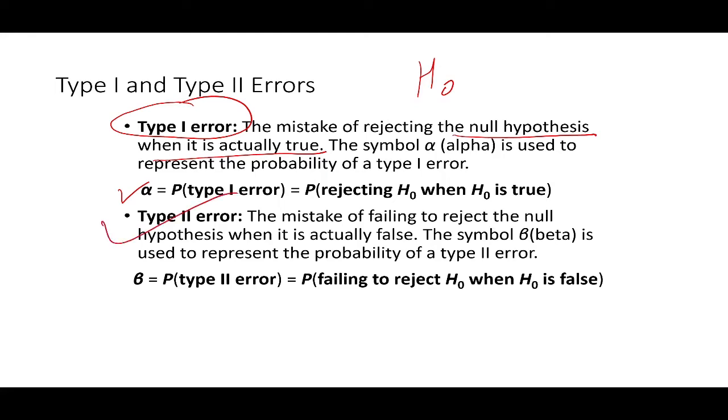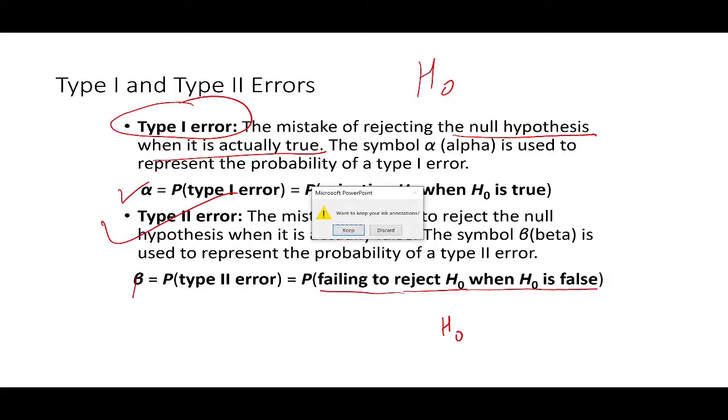Type 2 error, the probability of which is beta, is failing to reject the null hypothesis. We're supposed to reject the null hypothesis, but we don't do that, even though the null hypothesis is false. That's where the error happens, and that's called type 2 error.